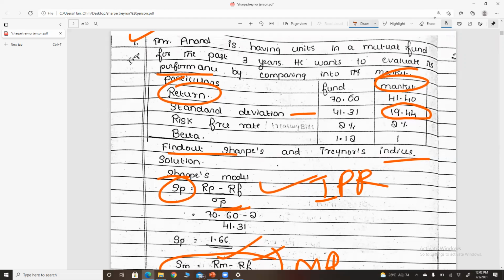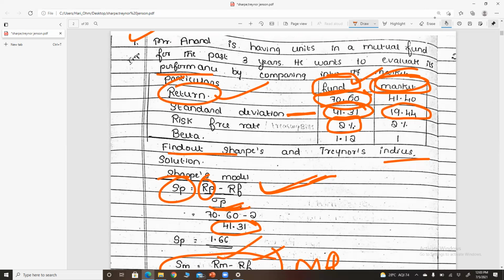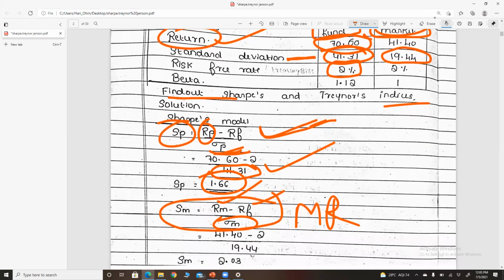Is it clear? Now, this is regarding the portfolio. This is regarding the market. Now, here you are going to calculate regarding the fund or portfolio. For that, what about RP? RP means return of the portfolio, that is 70.60 minus 2, that is the risk-free rate. You see this particular column, the first column, that is the fund column. Then all divided by standard deviation P. Standard deviation is here, so 41.31. Okay, clear? Answer is 1.66. This is regarding fund or portfolio return.